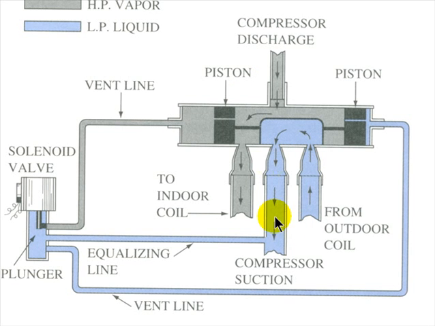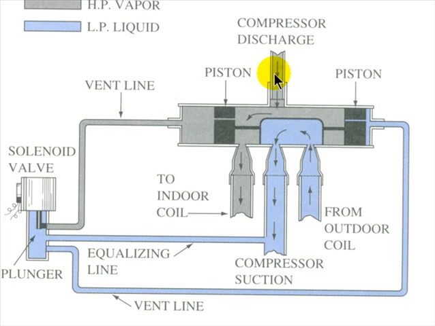This is still connected to the true suction line, and we've just diverted where the gas is going to go. When it comes back from this coil, it's going to go back to the compressor through this line, where before it was coming back this way and going through the compressor. Now you'll see this is the low side, and this is the high side.